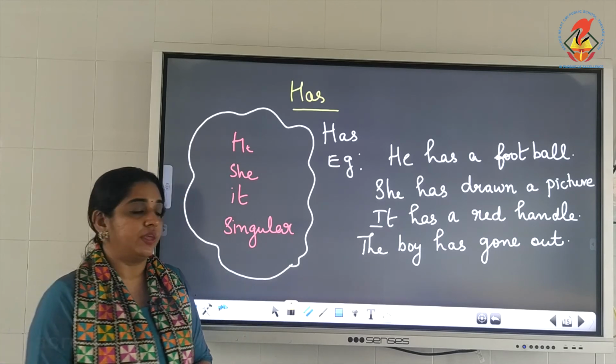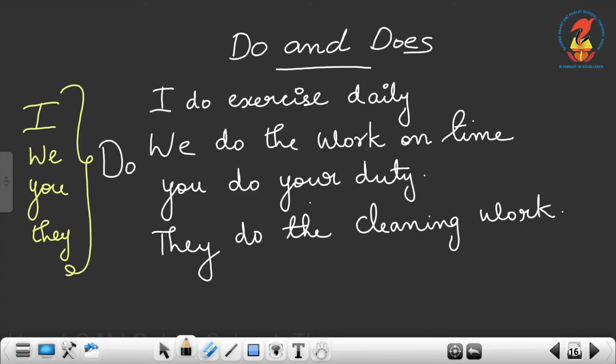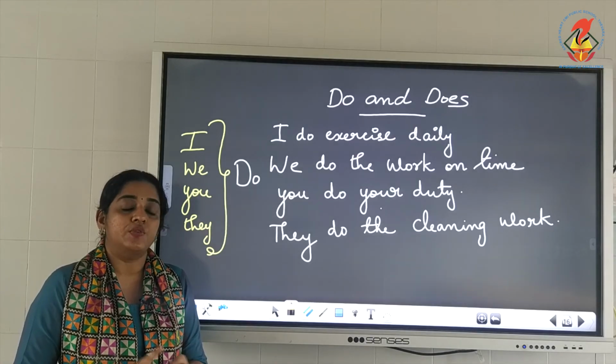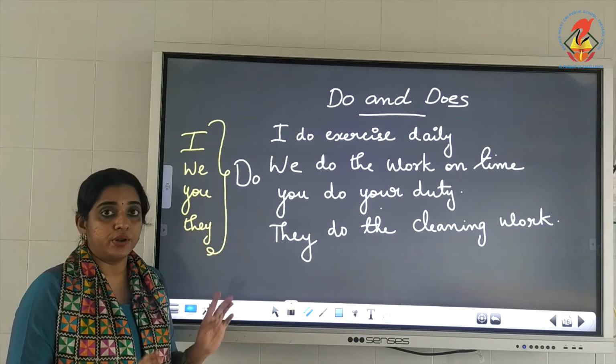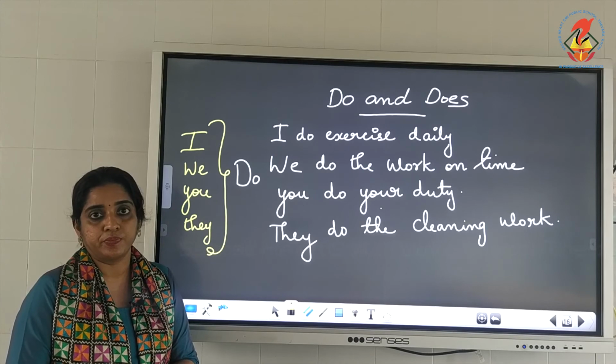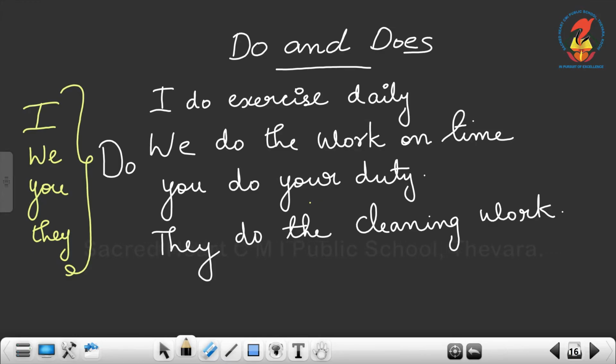Okay children, now coming to the next topic, do and does. When to use do, when to use does. Listen, for I, we, you, they, you should use do. Just the same thing that we studied with has and have. For I, we, you, they and all plurals you have to use do. See the example: I do exercise daily. We do the homework on time. You do your duty. They do the cleaning work.